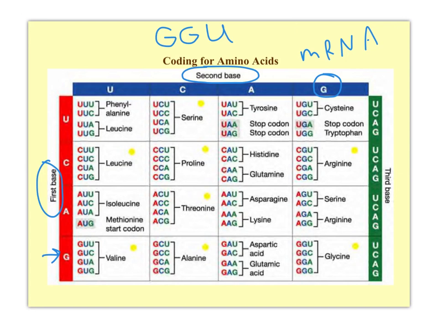And what you're going to do is go down and over until you meet. You can use this third base on the right. I always just look in the box and I find GGU. So here's my GGU. So the name of the amino acid is glycine.